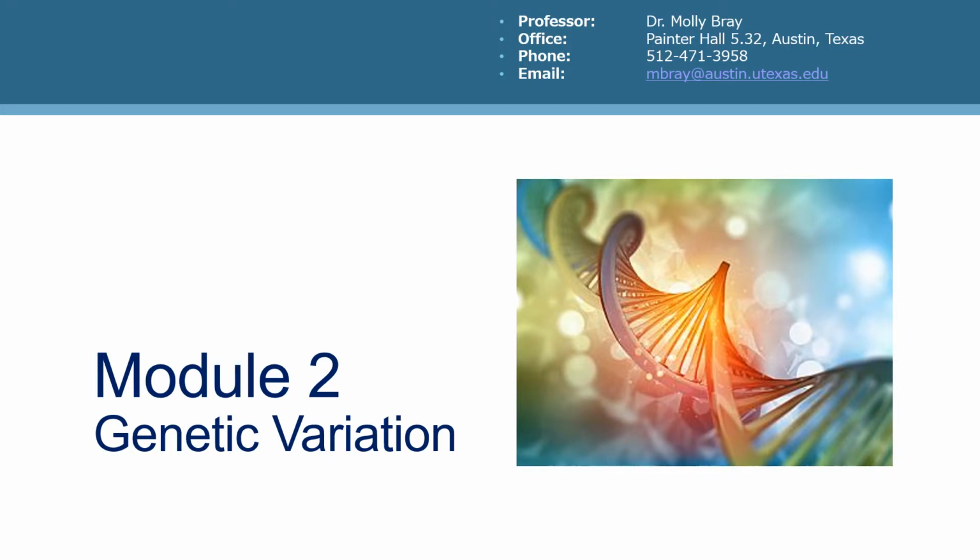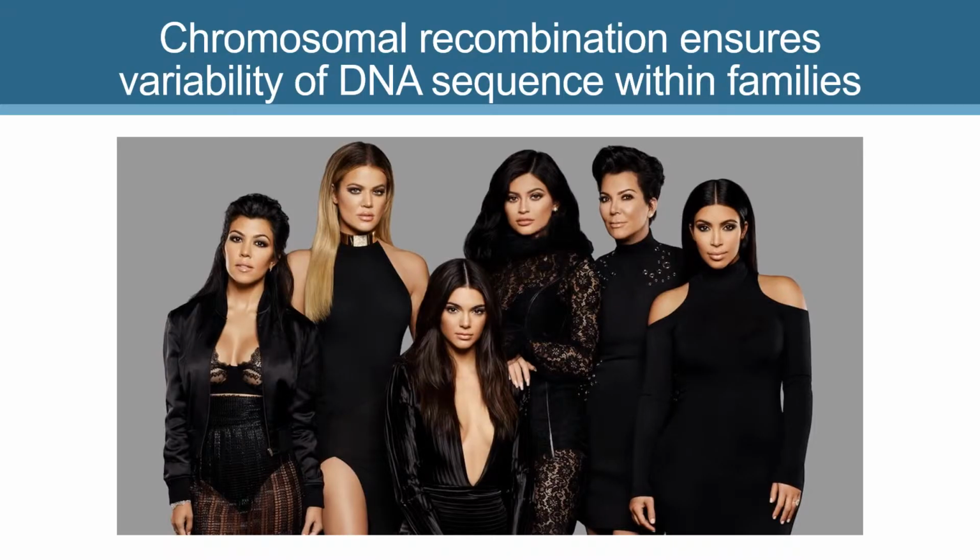Module 2, Genetic Variation. In this module, we'll cover the wide range of variation that's seen across the genome. As we've discussed in Module 1, chromosomal mixing assures that even within families, the genetic material of offspring will be variable from the parents. Thus, even when the mother and father are the same, as in the case for some but not all of these family members, offspring will never look exactly alike.